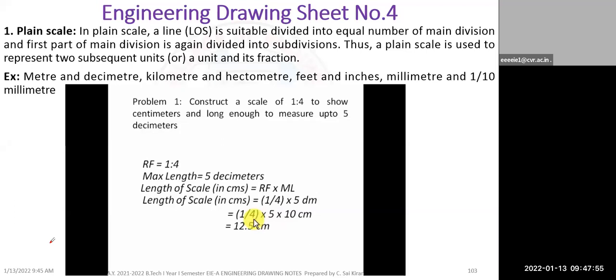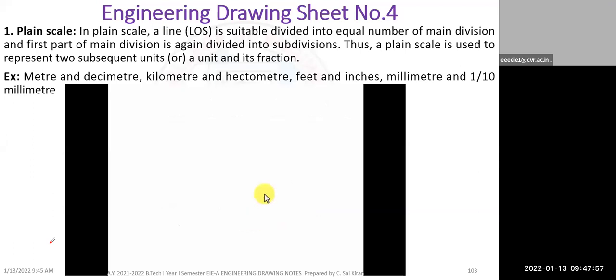Job done. Now let's start with the construction. Initially I'll draw a line equivalent to 12.5 centimeters, something like this. This represents 12.5 centimeters in the drawing sheet, but in reality it represents the maximum length, which is equivalent to 5 decimeters. As an engineer, we should make sure that this scale is good enough to read up to 1 decimeter, and for that, I'll divide this line into 5 equal parts.